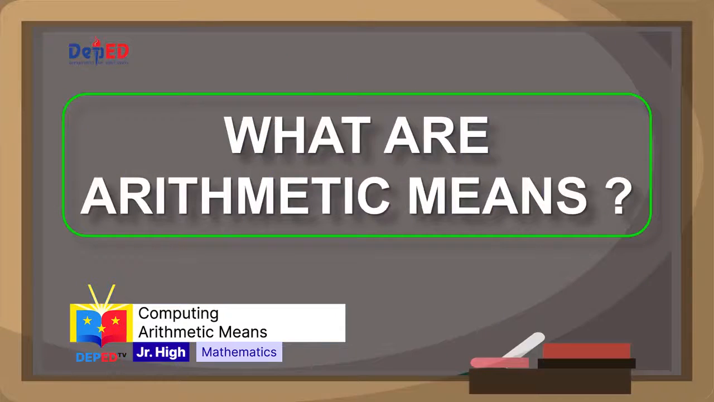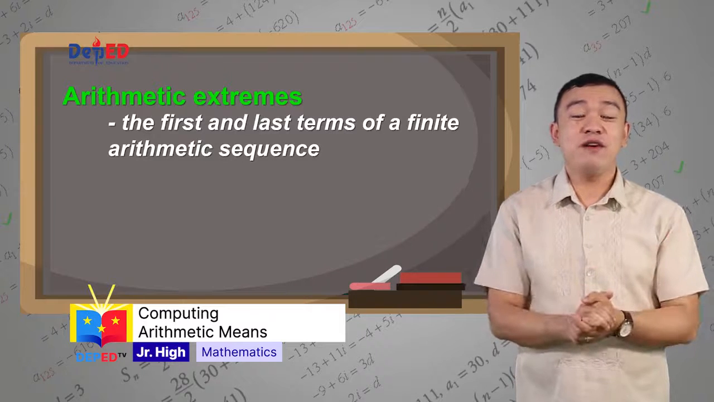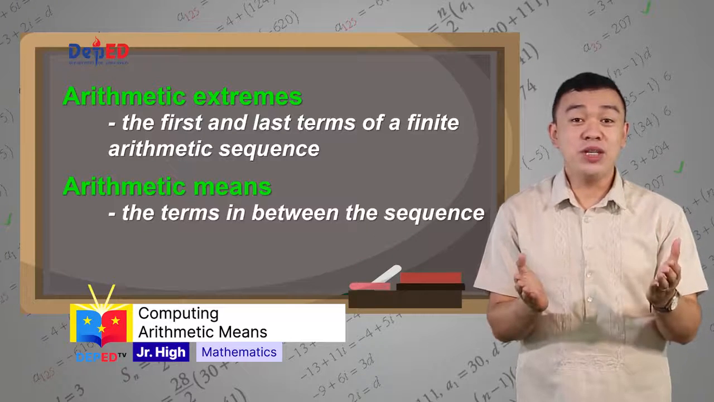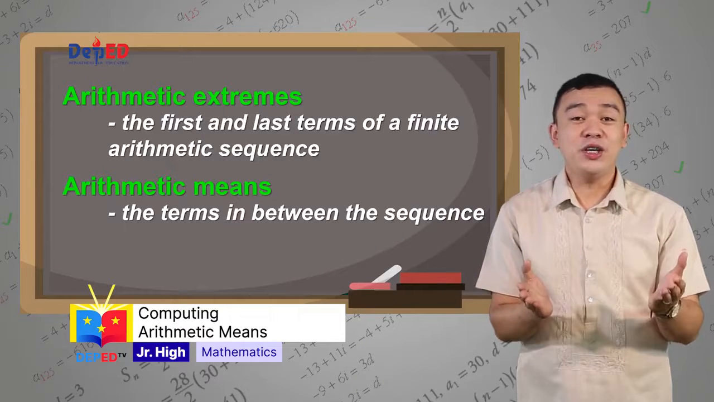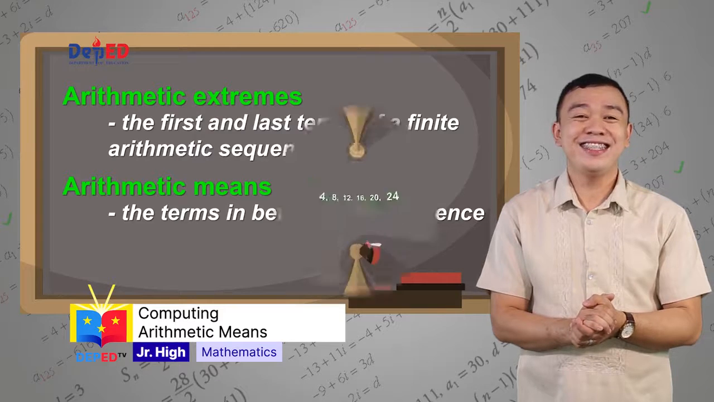But what are arithmetic means? The first and last terms of a finite arithmetic sequence are called arithmetic extremes, and the numbers in between are called arithmetic means.